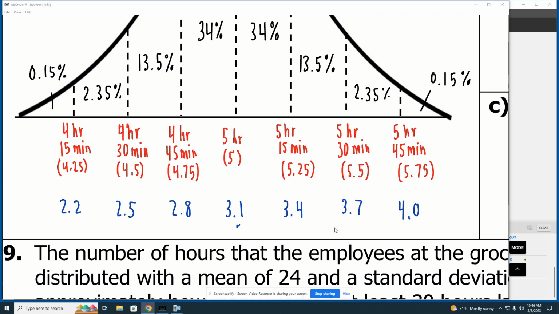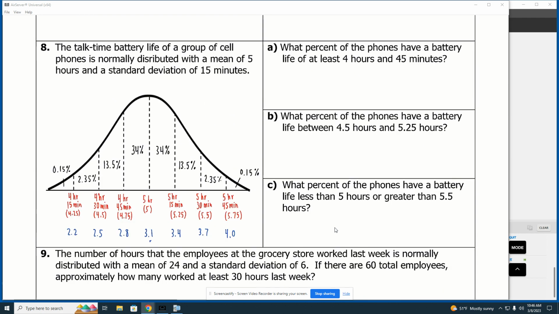So as you can see here, 4 hours and 45 minutes is 4.75. Y'all know that, right? 4 hours and 30 minutes, 4.5. 4 hours and 15 minutes, 4.25. So I made that change right off the bat, so when I go to answer either question, I'm not going to be tricked.